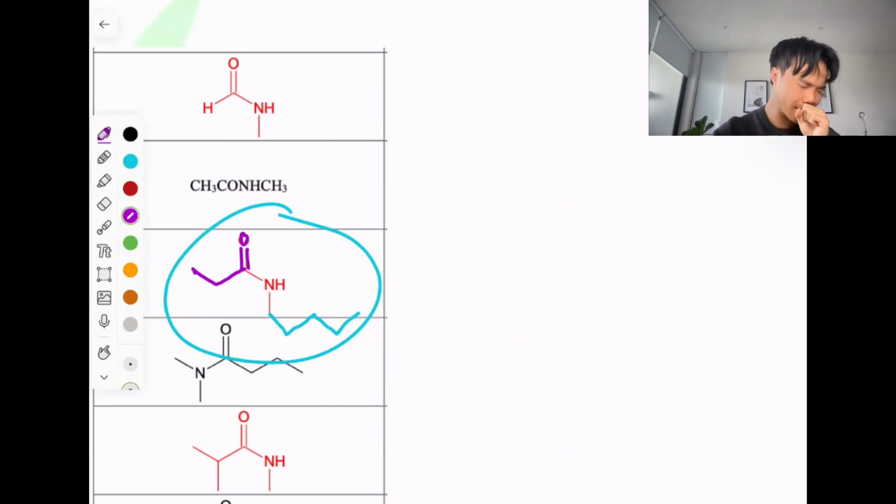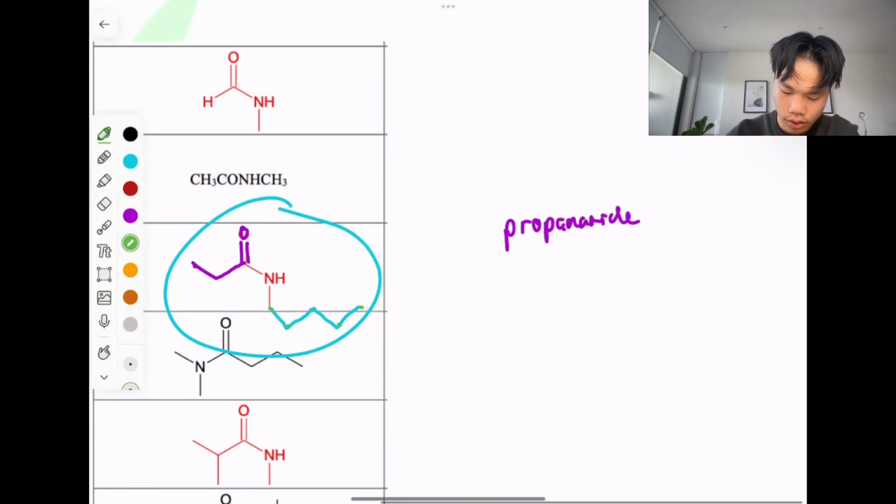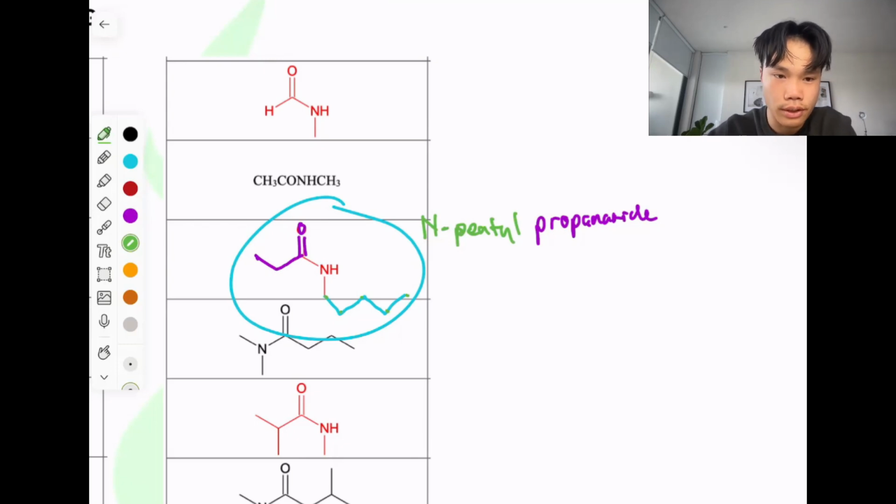Excuse me. This would be propanamide. And it has a 1, 2, 3, 4, 5 carbon long side chain coming off the amine. So this would be N-pentyl propanamide. And since the amide is always terminal, you don't have to put a locant.